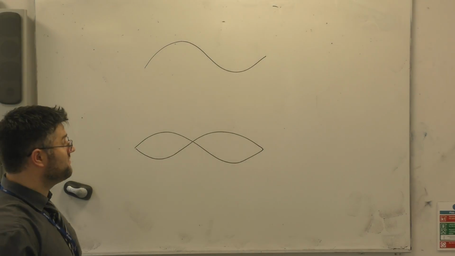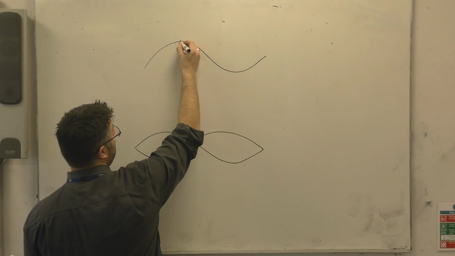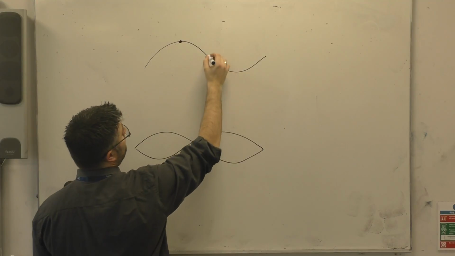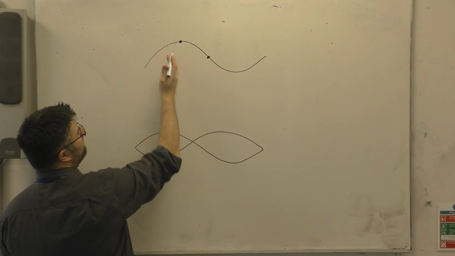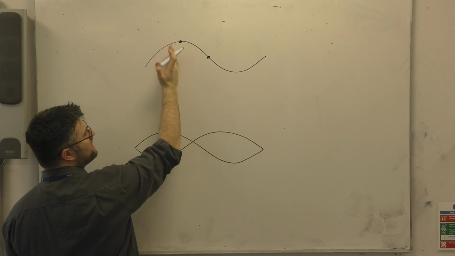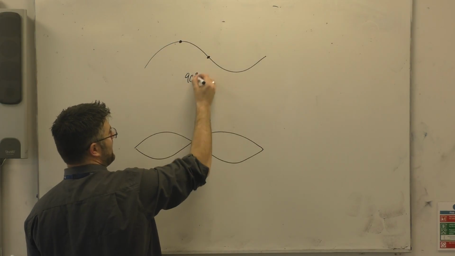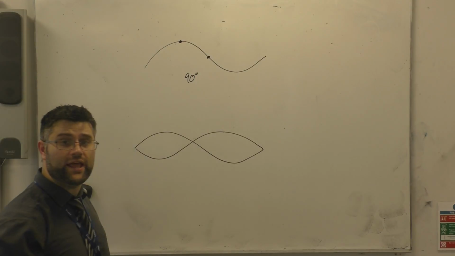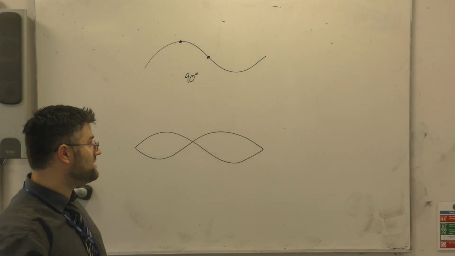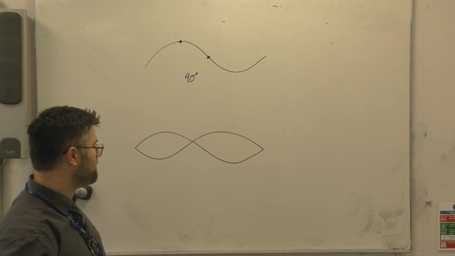Effectively, in a progressive wave, we'll look at the point there, and we'll look at a point there, and we'll go, okay, well, that's 90 degrees, that's 180 degrees, so they're 90 degrees out of phase with each other on those oscillations. And that's effectively the phase difference that we're talking about there.